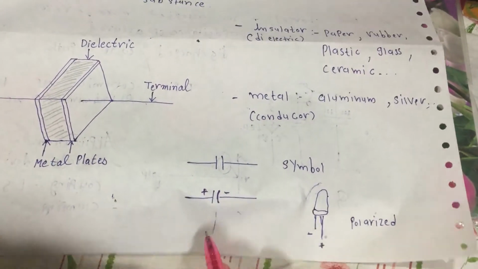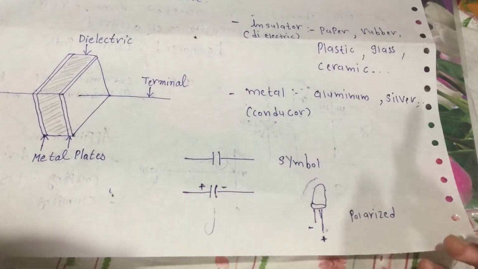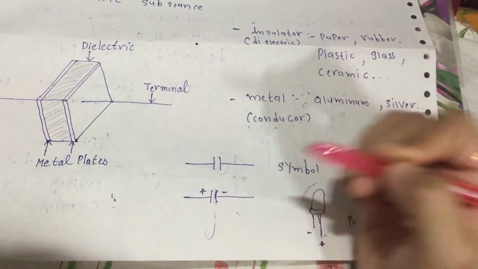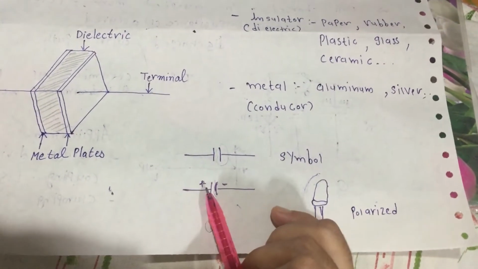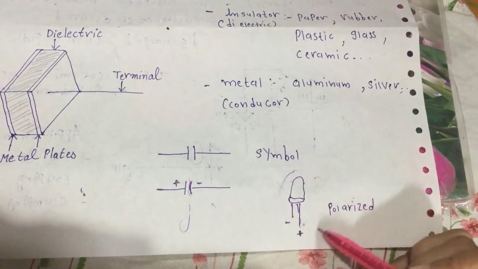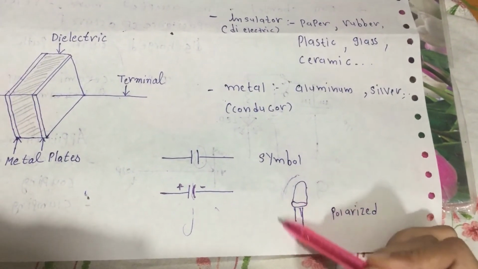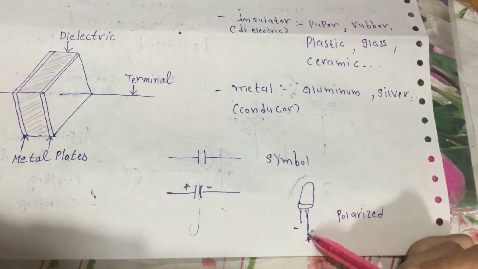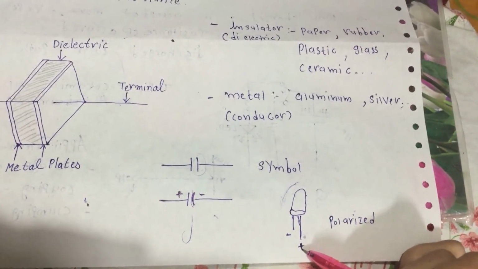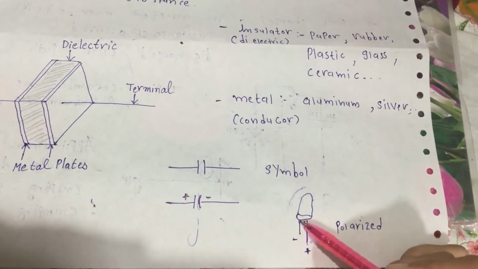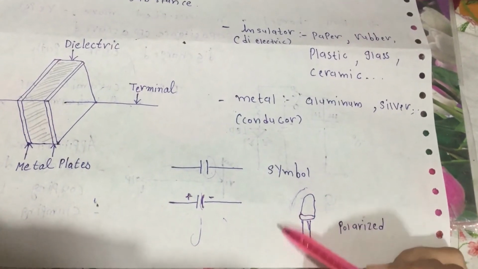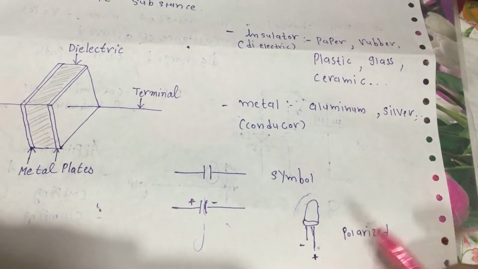Okay, now another one is the polarized capacitor. You can see this curve, which is considered the negative side, and the other side is positive. This is the kind of capacitor we use in practice. The long terminal of the capacitor is positive, or you can say the anode, and the short terminal is the cathode. Okay, so this kind of capacitor is called a polarized capacitor.